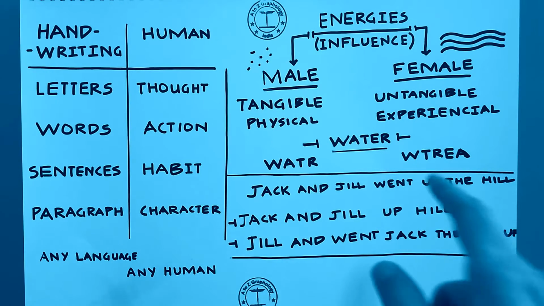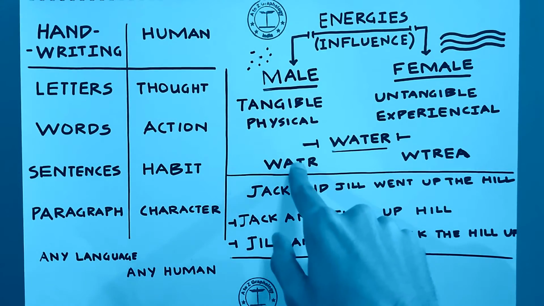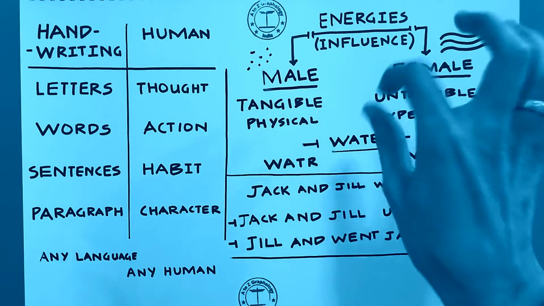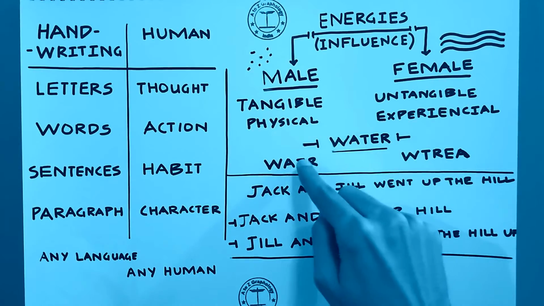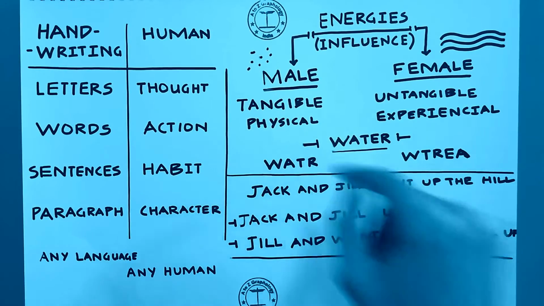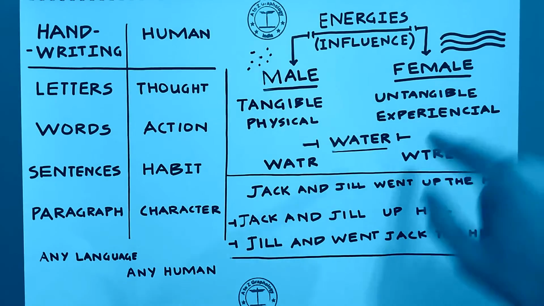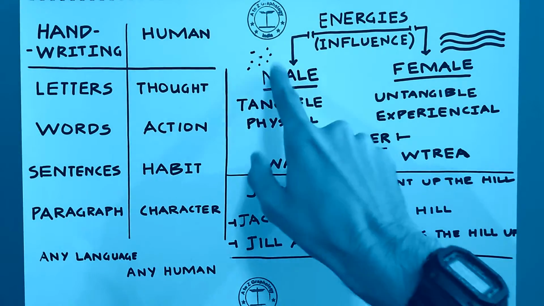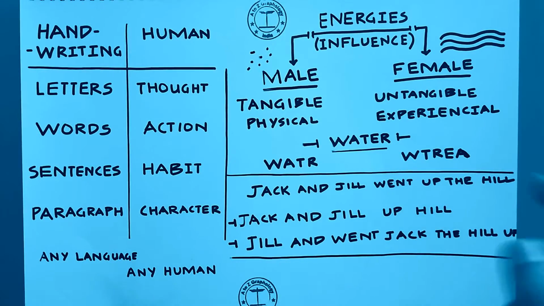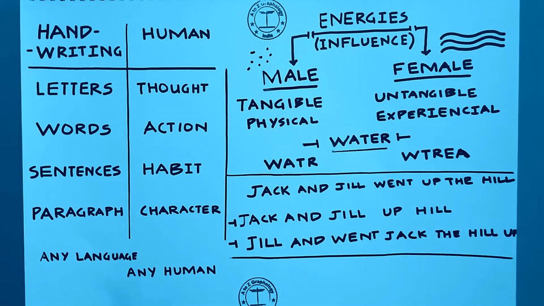So water as WATRE is missing a male physical letter. This means it's a male spelling mistake. And WTREA, it has all the components, it has all the physical components, but the sequence is not correct. This means that this is a female spelling error.